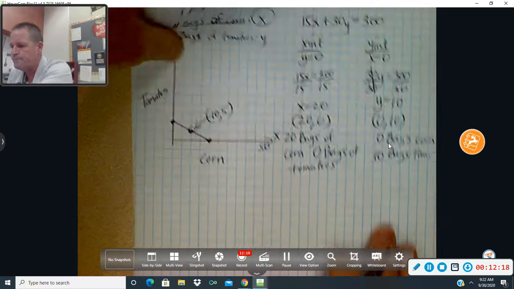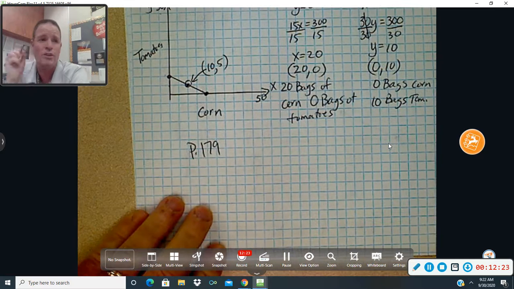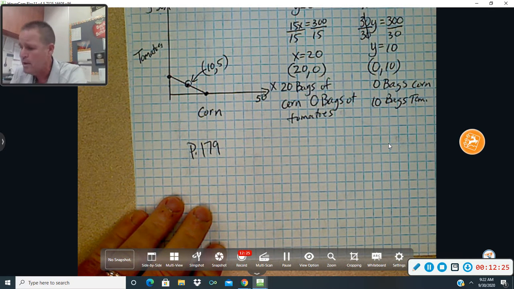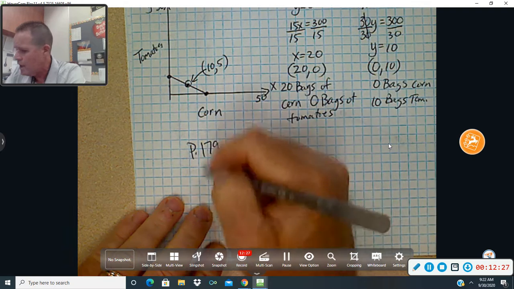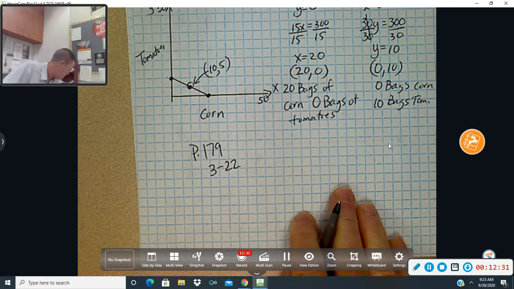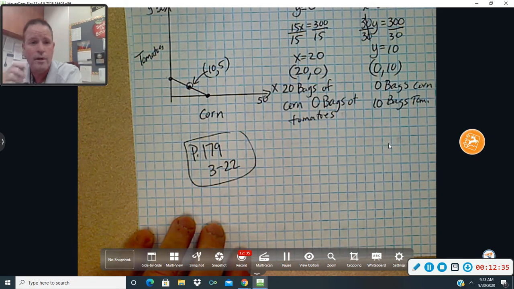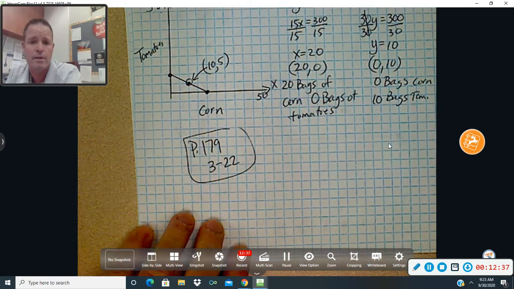So the homework assignment is page 179. This is in your book that you have at home. Page 179, you're doing, I believe it's 3 through 22. Let me look and make sure I got that right. Yes, 3 through 22. That's in your book that you have at home, the integrated one book that you checked out. Okay? I'm going to post this to Canvas right now for you.